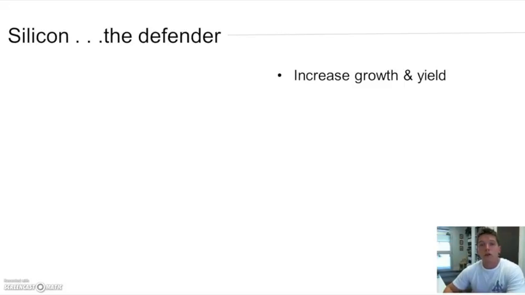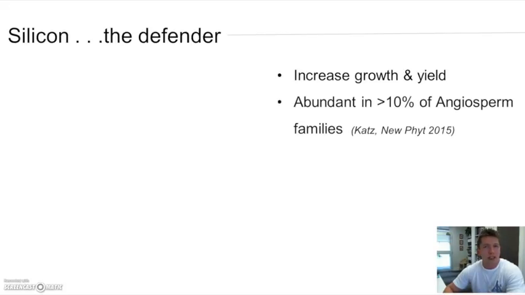Now, silicon has been known for many years to increase the growth and yield of many plants, but not all plants take up silicon to the same extent. They're either classified as passive, even restrictive, or active accumulators of silicon. A recent study found that more than 10% of angiosperm families were classified as active silicon accumulating plants. But more interestingly, perhaps, the same study found that almost 58% of angiosperm families had no data regarding their silicon concentrations, which shows just how much work still needs to be done in this area.